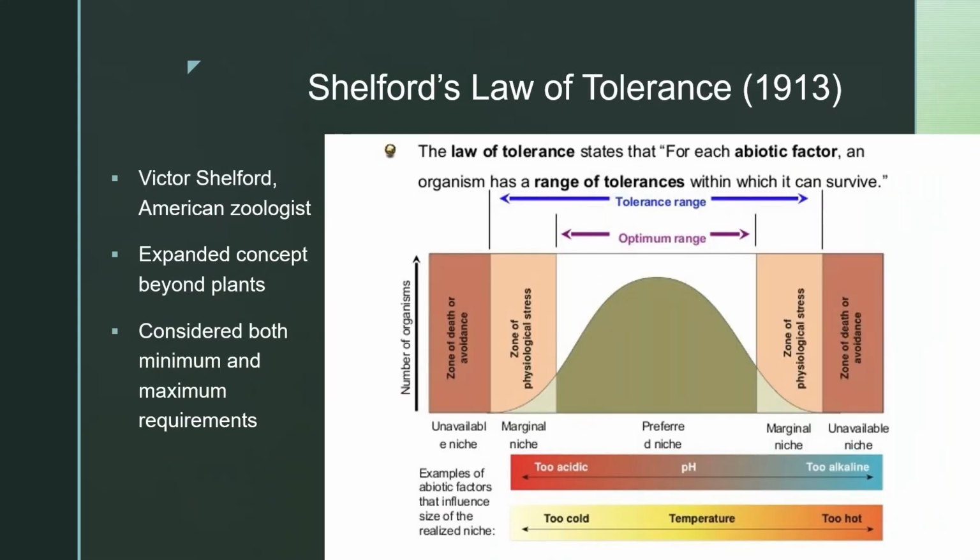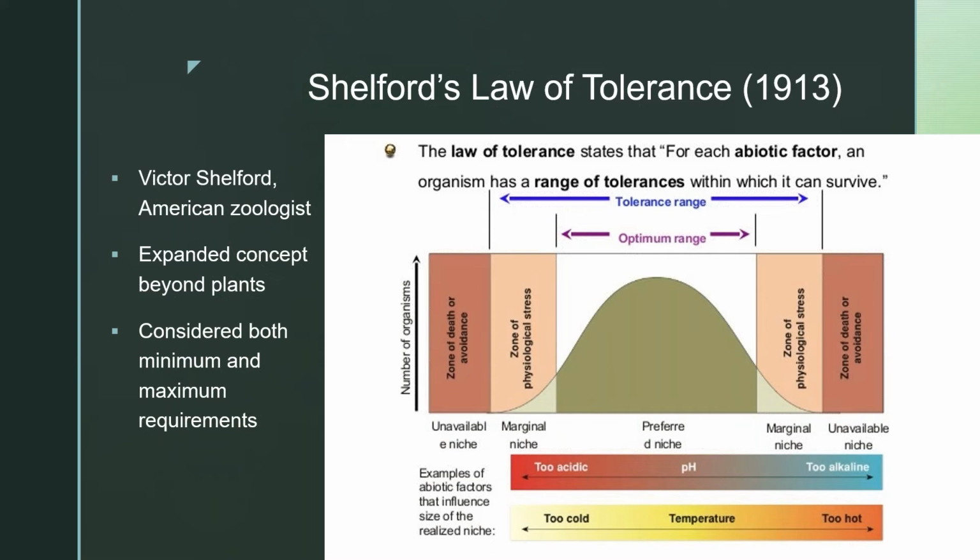Well, in the early 1900s, Shelford, who was an American zoologist, expanded on this idea a little bit. And rather than just considering plants and plant growth, he considered primarily terrestrial organisms and animals. He also considered not just minimum factors, but also maximum requirements. And he came up with the idea of the law of tolerances. This can be depicted on the figure to the right here.